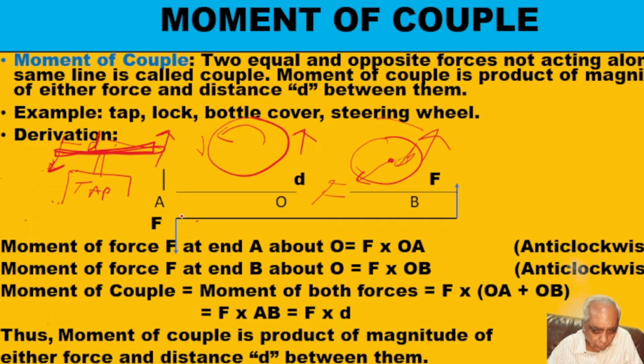So the moment of the couple would be the addition of these two. If I add, I will get F multiplied by, taking F common, OA plus OB. Now what is OA plus OB? OA plus OB is nothing but D. Therefore, the moment of couple is F multiplied by D. So this becomes the formula. This is very important in many sums on couples.